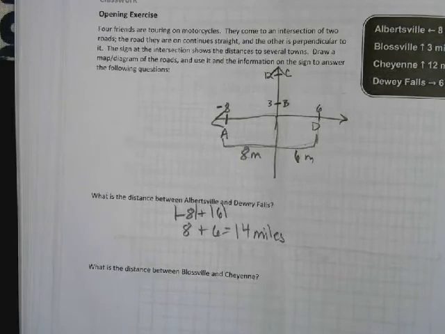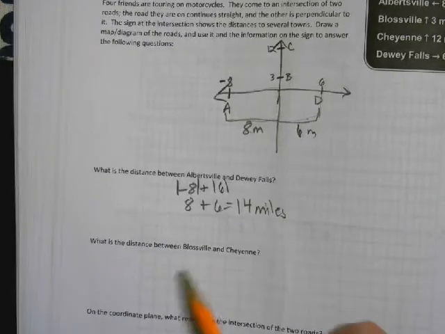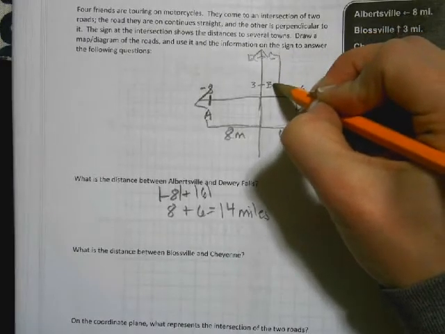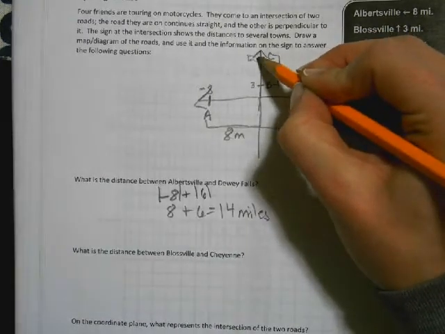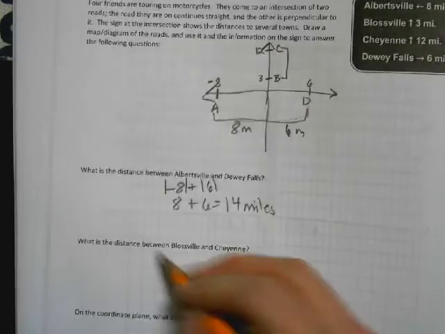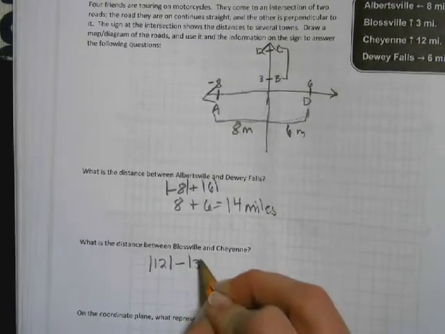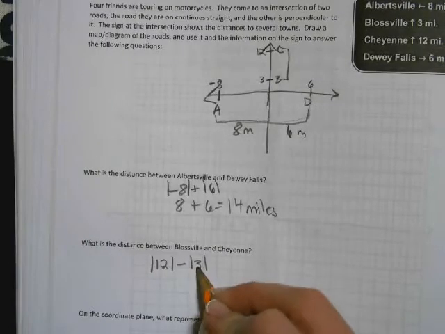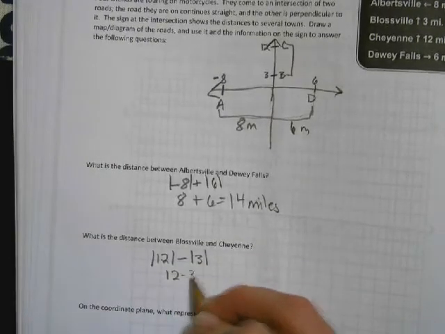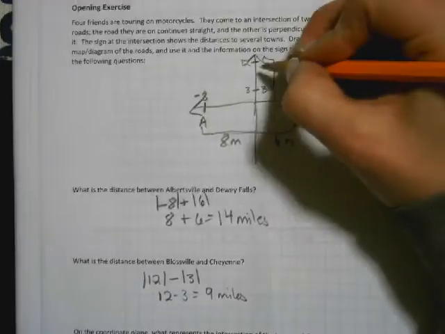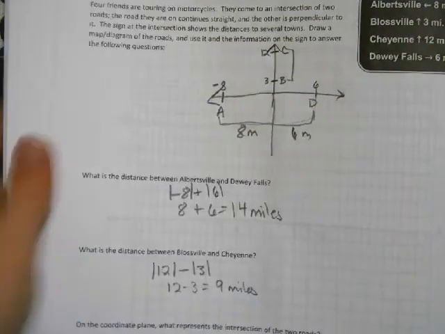Your next question says, what is the distance between Blossville and Cheyenne? Well, we have Blossville and Cheyenne right here. 3 and 12, they're the same sign. And remember, same signs we subtract. So we have to find the absolute value and subtract them. Positive numbers stay positive, so that's just 12 minus 3, and you get 9 miles. You also could count between them.